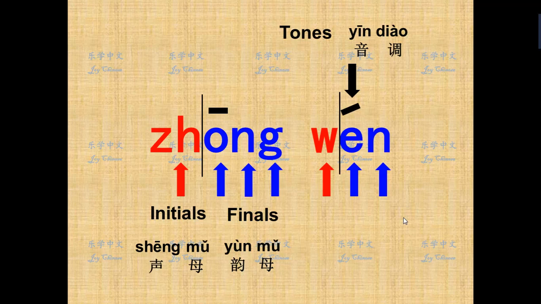As we have talked about in the last video, there are three parts to pinyin. The first one is initials, we call it 声母. The second one is finals, we call it 韵母. The third one is tones, we call it 音调. In this video, I will explain these three parts one by one.